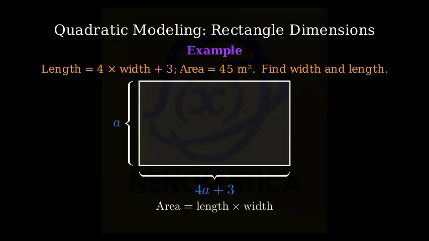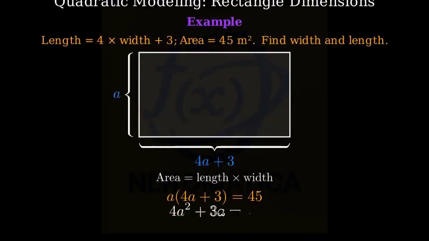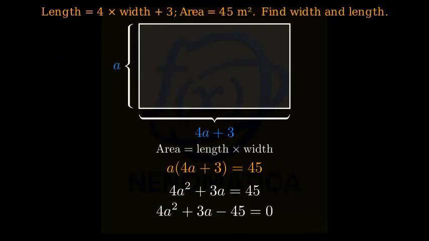Now translate the words into an equation. Width times length equals 45. That is a times the quantity 4a plus 3 equals 45. Expanding gives 4a squared plus 3a equals 45. Move everything to one side to get 4a squared plus 3a minus 45 equals 0.